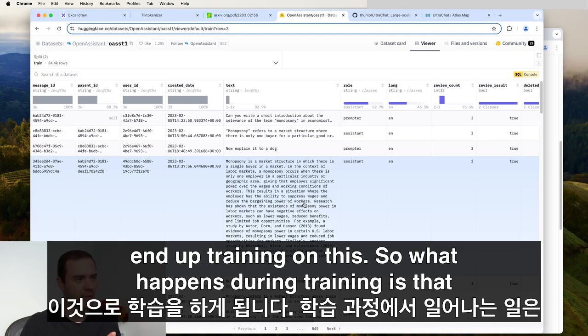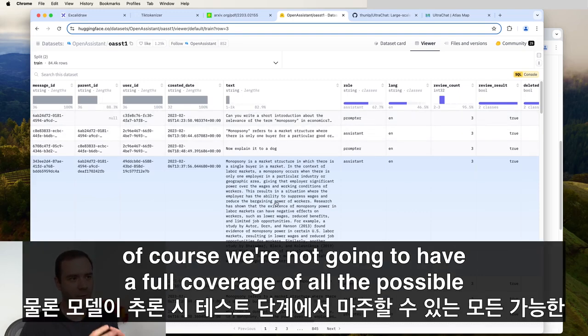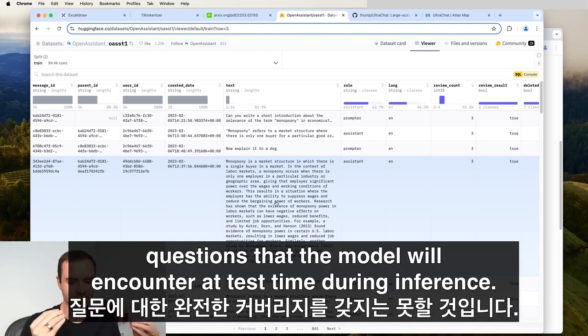So what happens during training is that, of course, we're not going to have a full coverage of all the possible questions that the model will encounter at test time during inference.